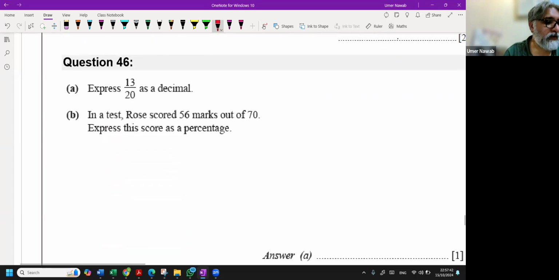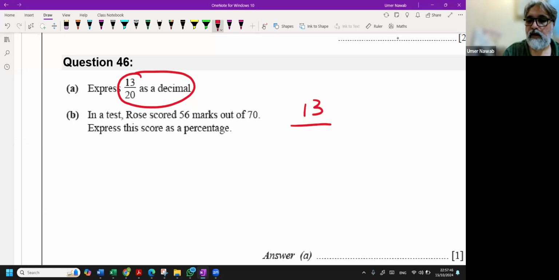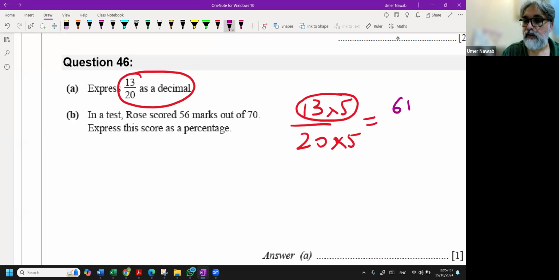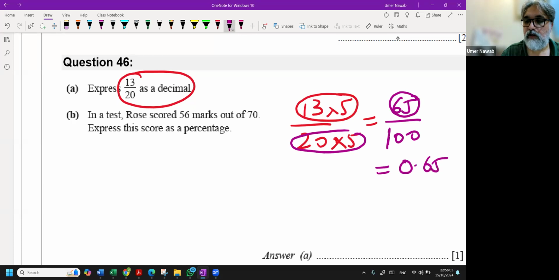Question number 46. 13 over 20, I want to write it as decimals. So times with 5 when you do this. So 13 times 5 gives you 65, and 20 times 5 gives you 100. Everyone knows 2 zeros. This 65 can be written as 0.65. Now my number is written as a decimal.